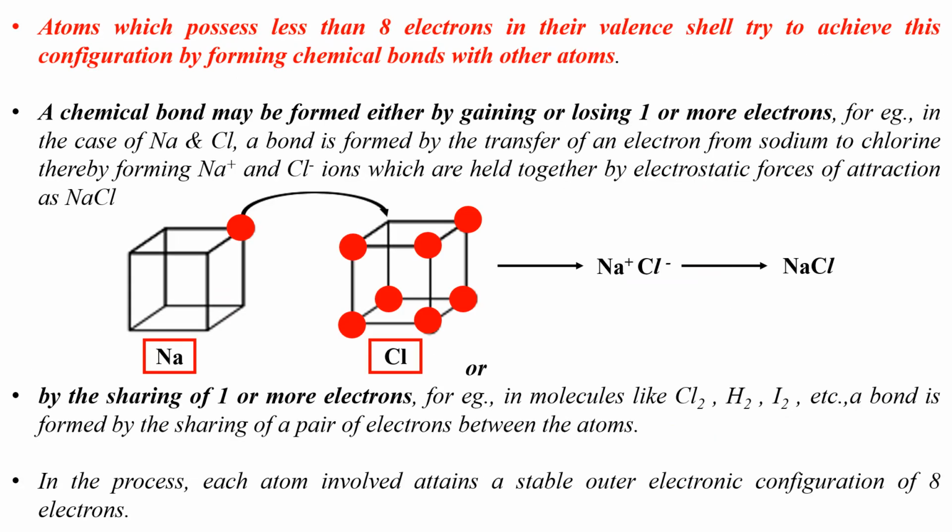Atoms which possess less than 8 electrons in their valence shell try to achieve this configuration by forming chemical bonds with other atoms. A chemical bond may be formed either by gaining or losing one or more electrons. For example, in the case of sodium and chlorine, a bond is formed by the transfer of an electron from sodium to chlorine, thereby forming Na+ and Cl- ions, which are held together by electrostatic forces of attraction as sodium chloride compound, or by the sharing of one or more electrons. For example, in the case of molecules like chlorine, hydrogen, iodine, and so on, a bond is formed by the sharing of a pair of electrons between the atoms involved. So, in the process, each atom involved attains a stable outer electronic configuration of 8 electrons.